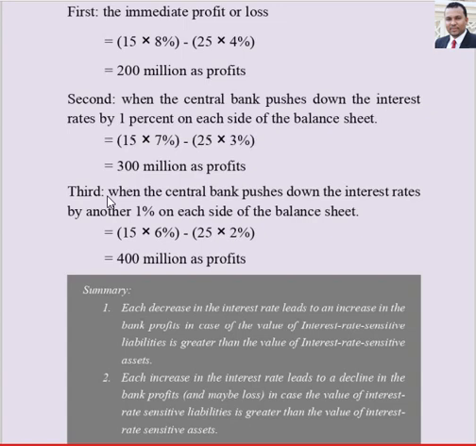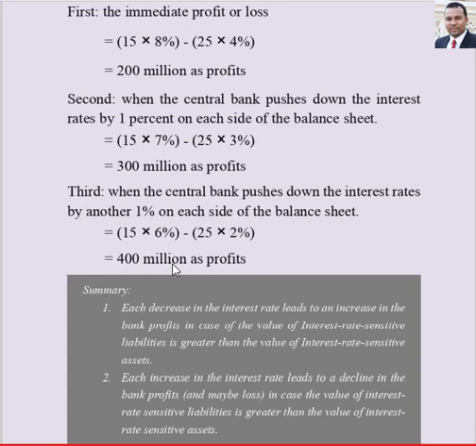So the first case was 200 million as a profit, and the second case shows an increase in profits, equal to 300 million. Case number 3: another decrease in the interest rate by 1%. So 7% converts to 6%, and 3% converts to 2%. What about the gap? The gap equals 400 million.